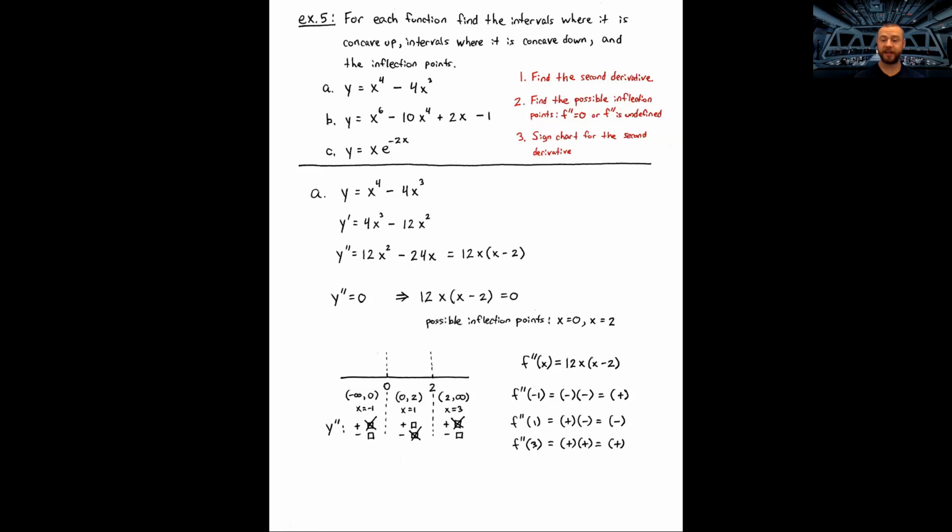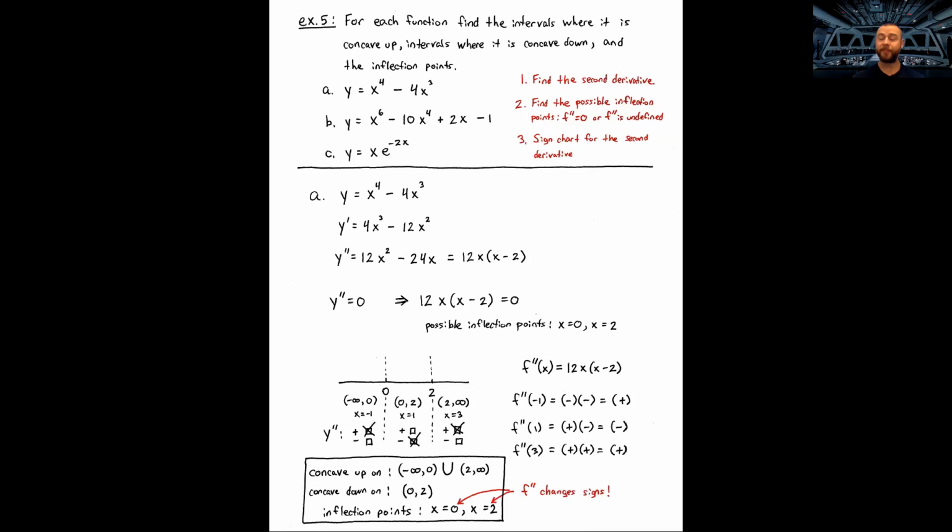Now what this sign chart tells us is any place there is a positive second derivative, the function will be concave up on that interval. So we find our function here is concave up on the intervals negative infinity to 0 and 2 to infinity. All right, the other part is where the second derivative is negative. That corresponds to an interval where the function is concave down, and there's a single interval there, the interval from 0 to 2, where our function is concave down.